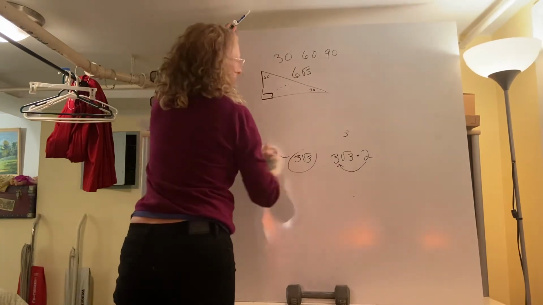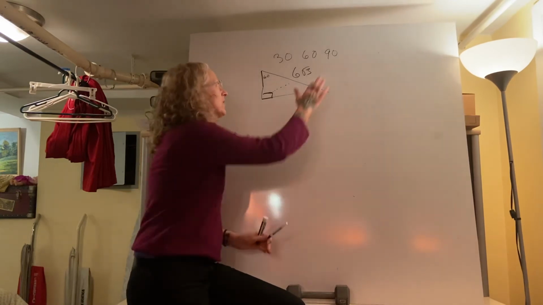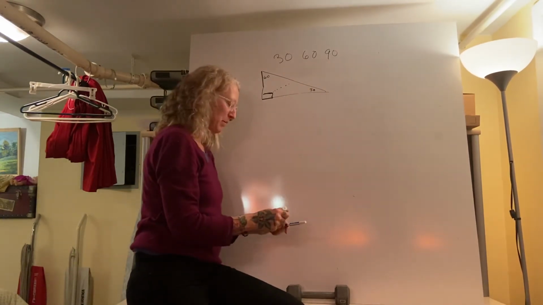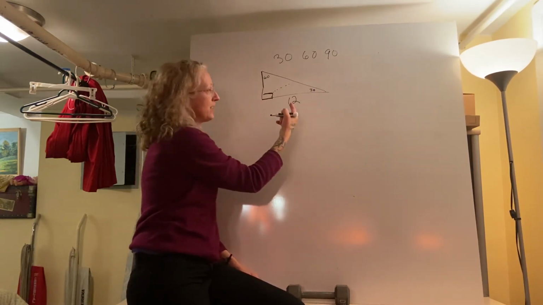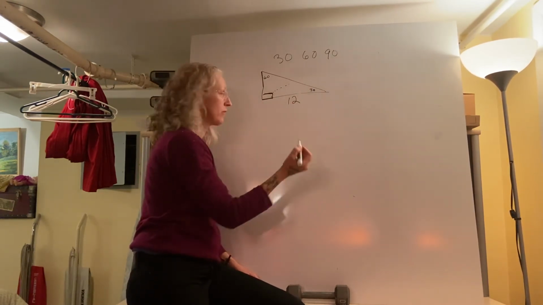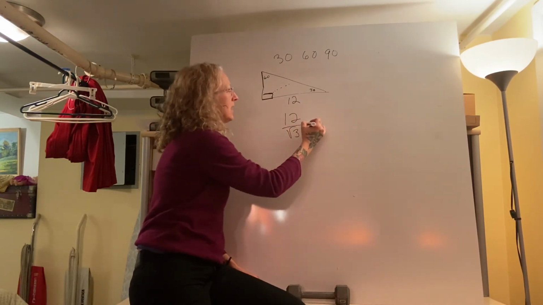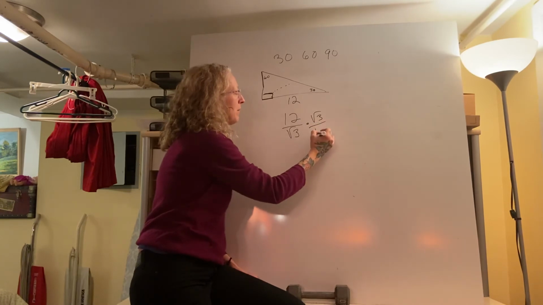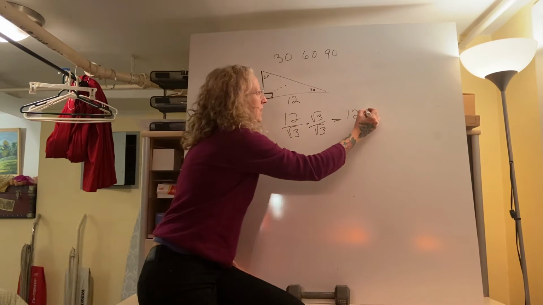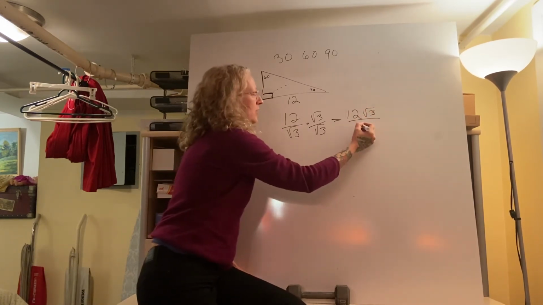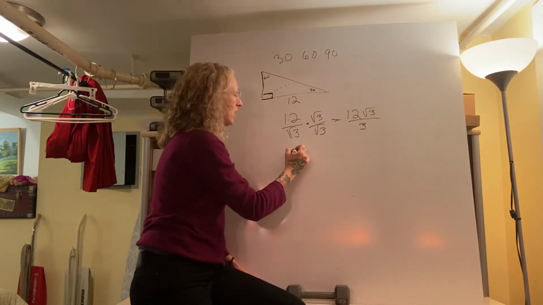I'm trying to keep it easy by giving us numbers that are divisible by 3, okay? So let's say, in this case, B is 12, okay? To find A, I have to divide B by the square root of 3. So 12 divided by the square root of 3. I multiply the top and bottom by the square root of 3 to get this to not be a radical. So I end up with 12 square root of 3 over 3. 12 divided by 3 is 4.